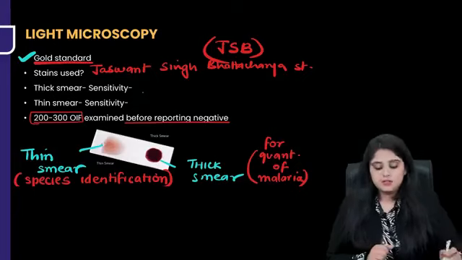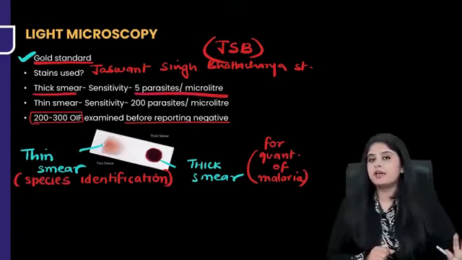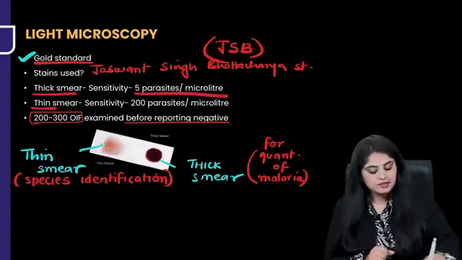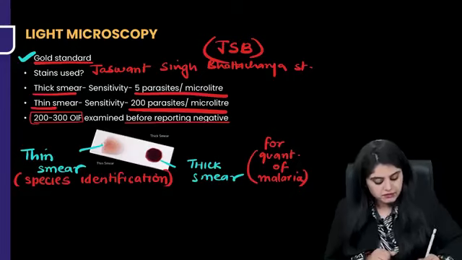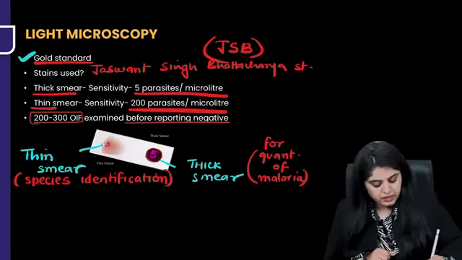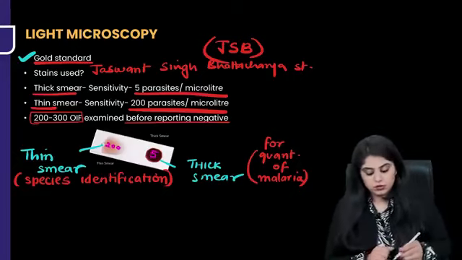So what is the sensitivity? Remember, for a thick smear, the sensitivity is 5 parasites per microliter, and for a thin smear, 200 parasites per microliter. So I'll write it over here: 5 parasites per microliter and 200 parasites per microliter is the sensitivity. This was the gold standard.